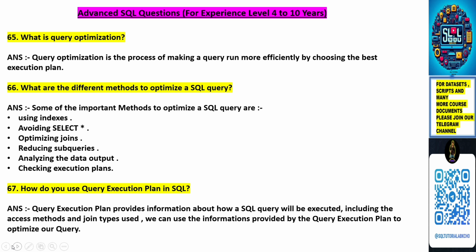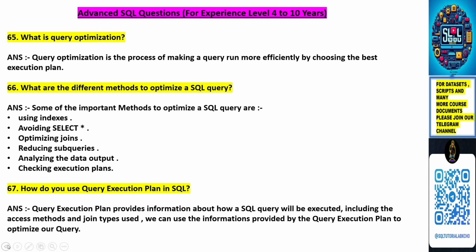Now the third point is optimizing joins. So joins we can optimize. Next is reducing subqueries. Subqueries can degrade the performance, so we can use subqueries only if needed, otherwise we can avoid using subqueries. Now analyzing the data output. By analyzing the output of the data, you can determine what kind of query you can write that will provide quicker results in a short period of time. And the last one is checking execution plans. By checking the execution plan, you can know how your query is going to execute.